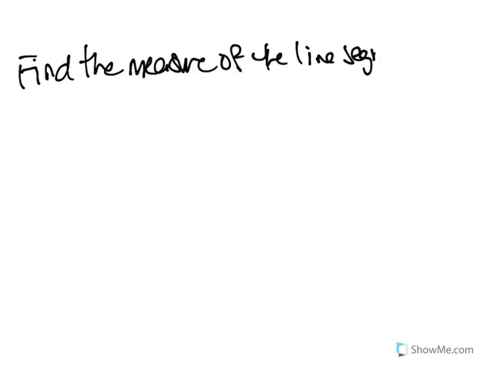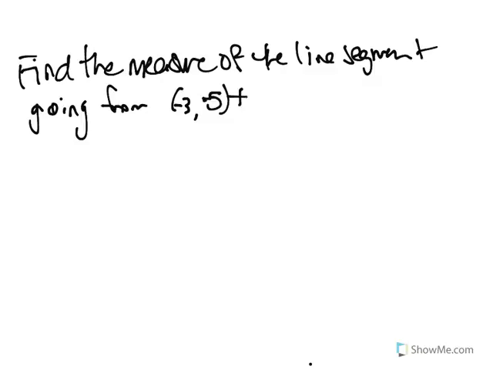One of them was: find the measure of the line segment going from (-3, -5) to (2, -1). This question is asking us to find the measure, so we know that we have to use the distance formula. Let's label our points: x1, y1, x2, y2. Let's write out the distance formula. You always want to write the formula first.